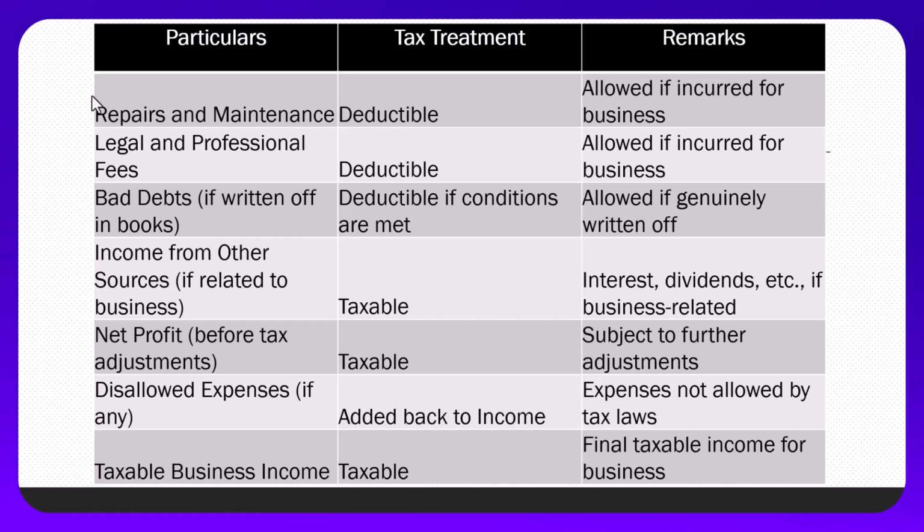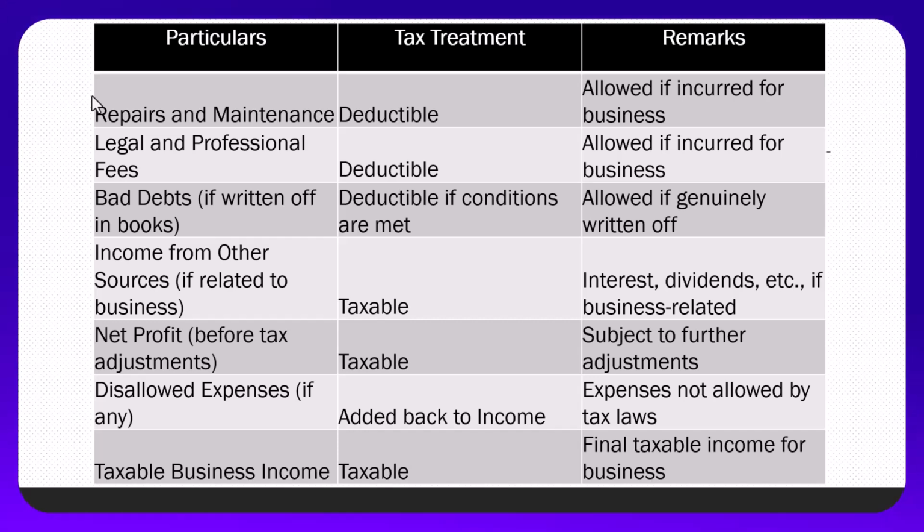So bad debts, if written off in the books, are a deduction if conditions are met. Okay, that means you have written off, you have sent a letter to your customer, bhai pay kar do, nahi pay kara, write off kar diya, allowed. So these conditions are there. Income tax will say, okay, you have written off, but you have not even reminded your customer even once. Show us a proof. Fine. So you have to keep all the proofs ready if the income tax department asks.